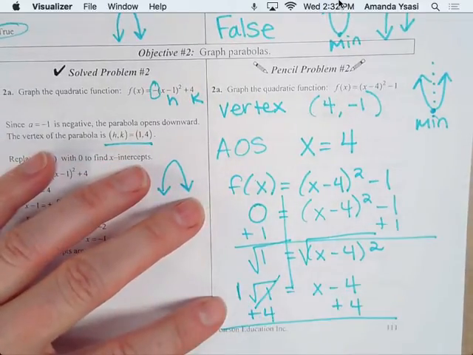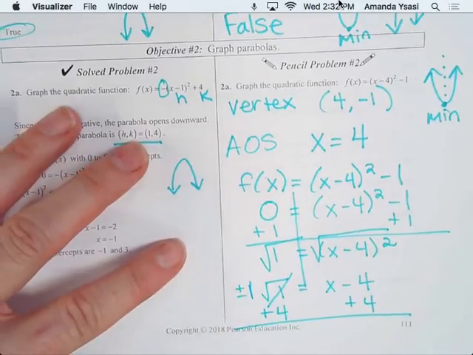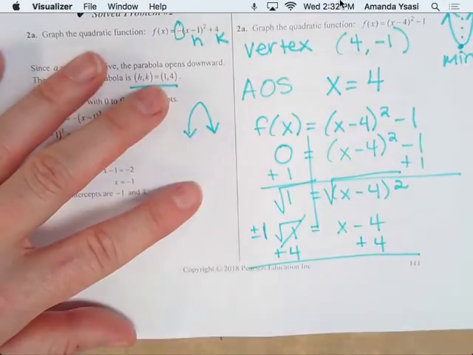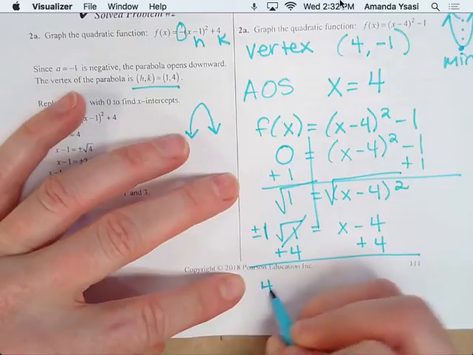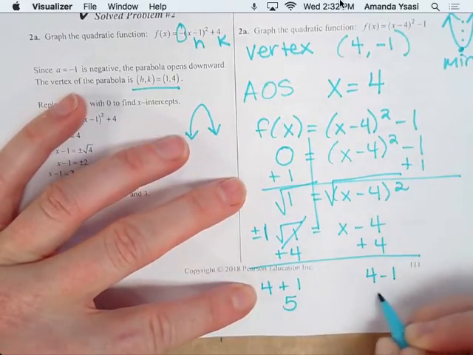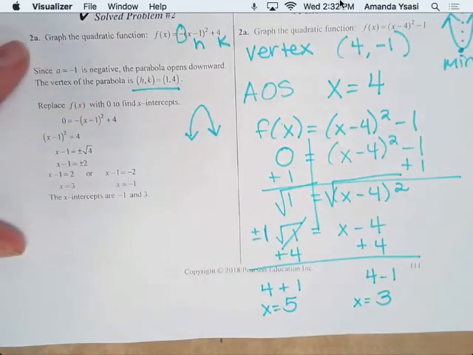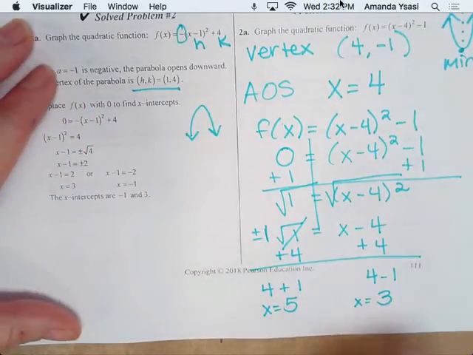So I should have just replaced it with 1. Well, it's positive 1 and negative 1. So that means we're going to have 2 solutions. So we're going to have 4 plus 1, which is 5, and 4 minus 1, which is 3. So these are the intercepts.